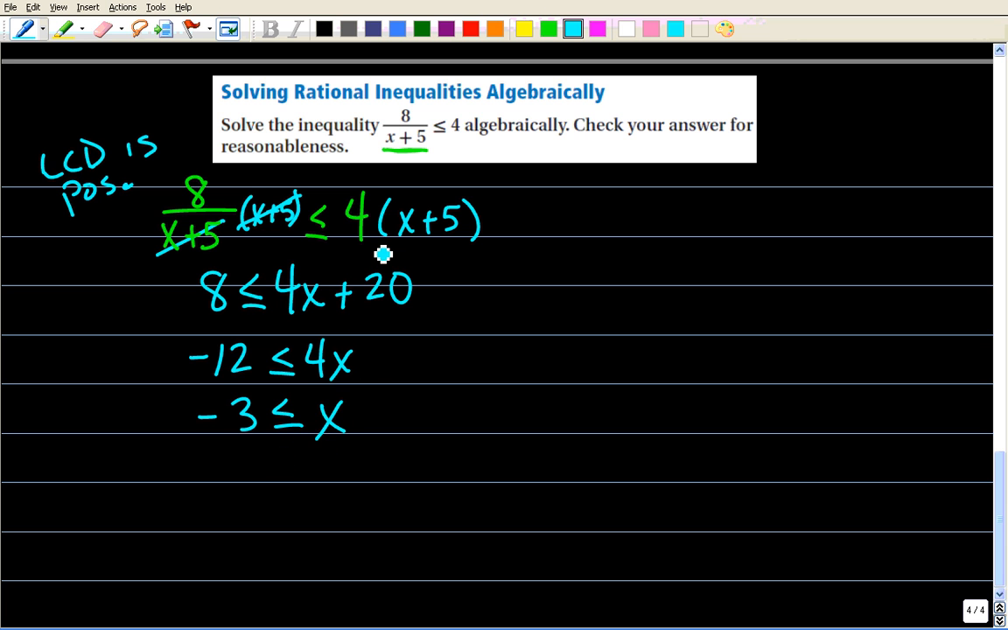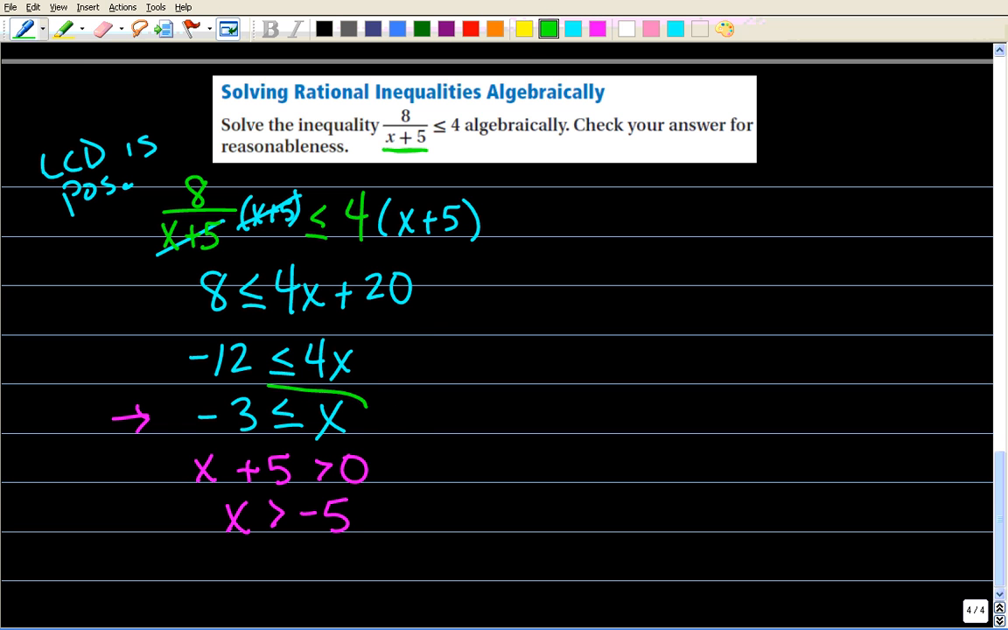But that's not all. We also need to consider the fact that we decided that the x plus 5 was positive. So this is one part, but we also need to look at where x plus 5 is greater than 0. Not equal to, because that would be undefined. But we said it was greater than 0 because when we set up this case here. So then x would have to be greater than negative 5 for it to be positive. So this is actually an AND statement.